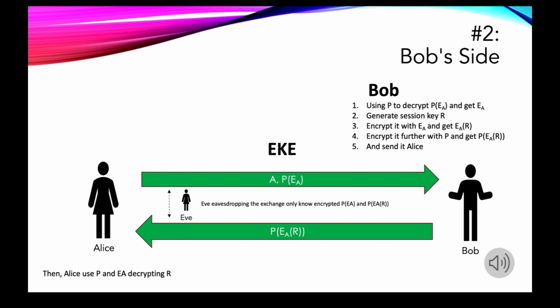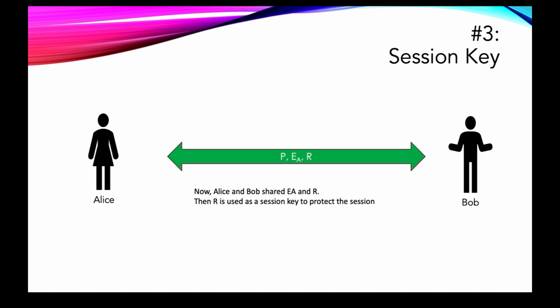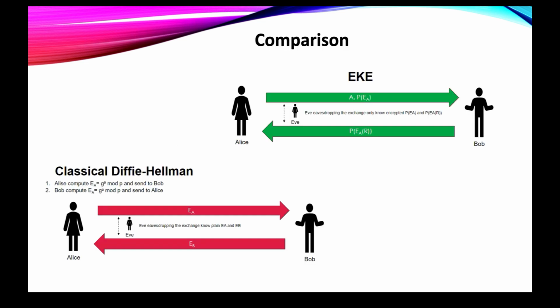On Alice's side, knowing P and DA, she decrypts R. Step 3, session key. Now, Alice and Bob share R, which is then used as a session key to protect the session.